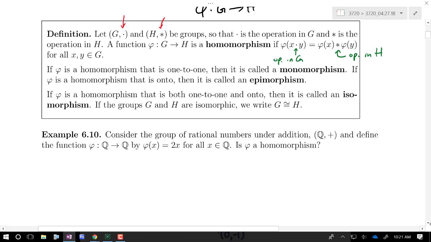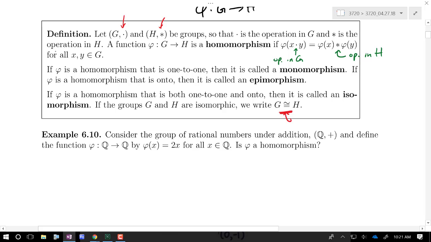If a homomorphism is one-to-one, you might call it a monomorphism. I don't think that term is used super often, but you might see it depending on what resources or other books you look at. If it's onto, we might call it an epimorphism. Remember that another word for being onto is epic. And if a homomorphism is both one-to-one and onto, then the function is called an isomorphism. And if G and H are isomorphic, we use this symbol right here. It's like an equals with a little squiggle on top.